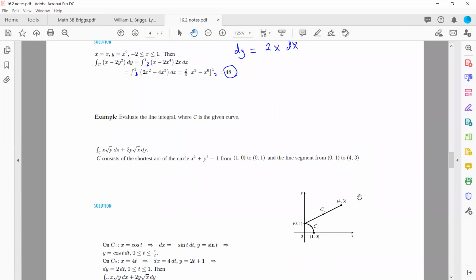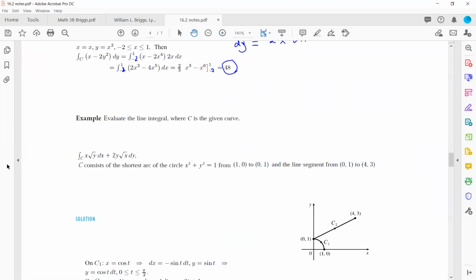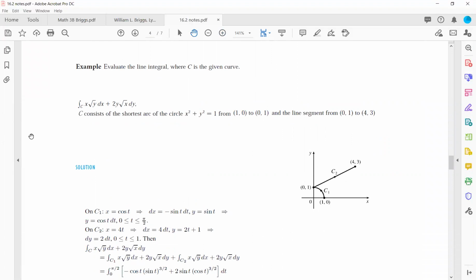Another example, evaluate the line integral for given C. So here you have the integral of x times square root of y dx plus 2y square root of x dy. And curve C consists of the shortest arc of the unit circle, x squared plus y squared equals 1, from (1, 0) to (0, 1), and a line segment from (0, 1) to (4, 3).